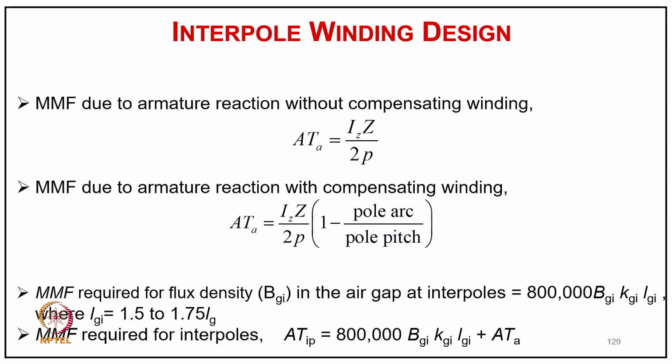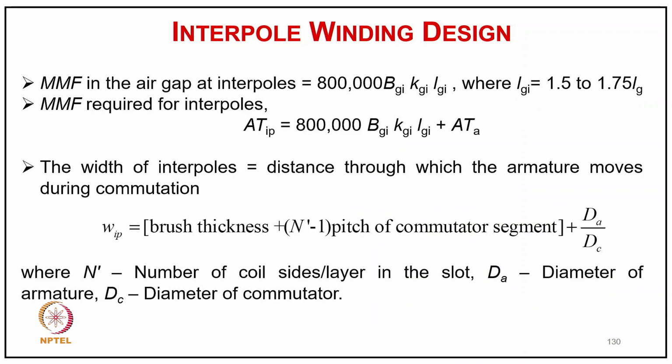So MMF required for flux density in the air gap at interpole is 800,000 into BGI into KGI into LGI, where LGI is equal to 1.5 to 1.75 LG. And MMF required for interpole ATIP is 800,000 BGI, KGI, LGI plus ATA. So MMF required in the air gap for interpole is 800,000 BGI, KGI, LGI, where LGI is 1.5 to 1.75 LG. MMF required for interpole is ATIP equal to 800,000 BGI, KGI, LGI plus ATA.